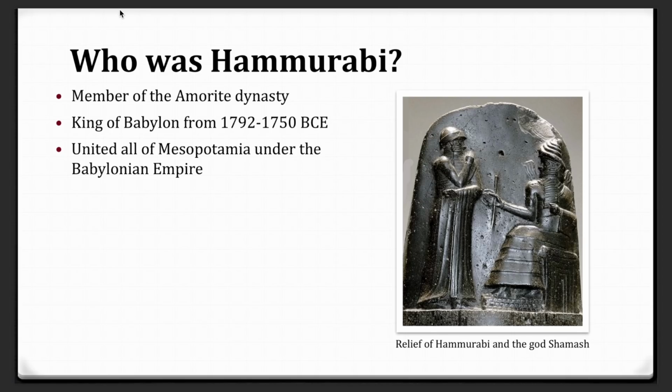So who was Hammurabi? Hammurabi was a member of the Amorite dynasty who united all of Mesopotamia under the Babylonian Empire. So previous to Hammurabi, Babylon or Babylonia was just a city in Mesopotamia. When he takes over and becomes king, he then takes over the rest of Mesopotamia and creates an empire. He became the king of Babylon in 1792 BCE, and he ruled until 1750 BCE.